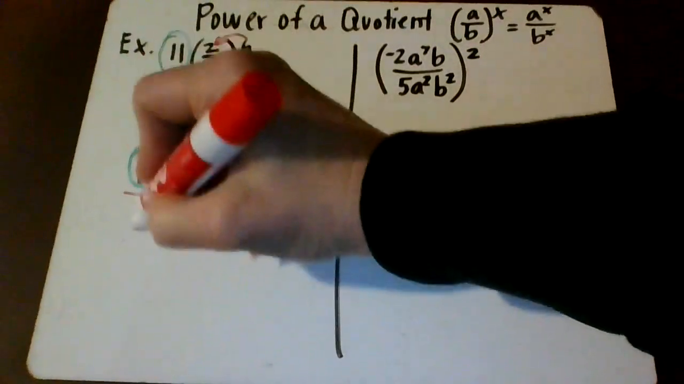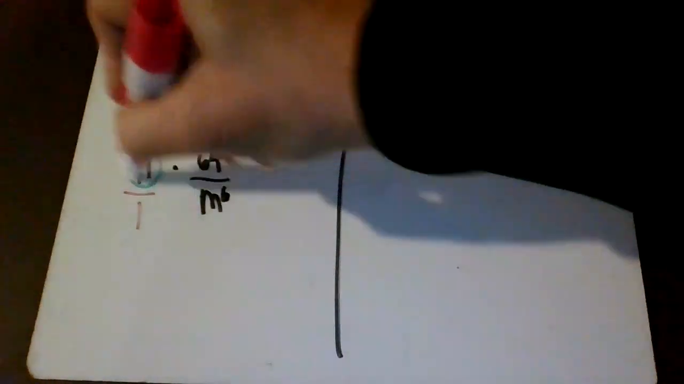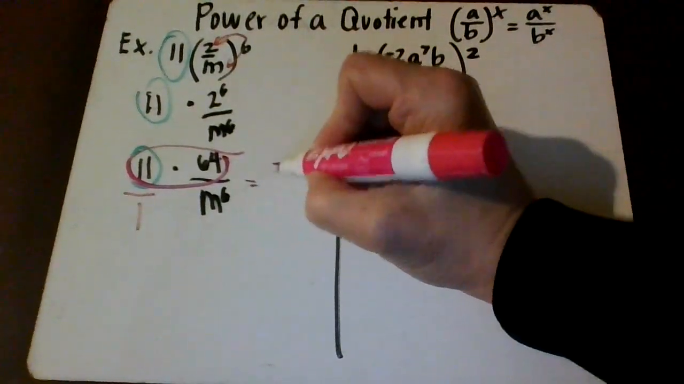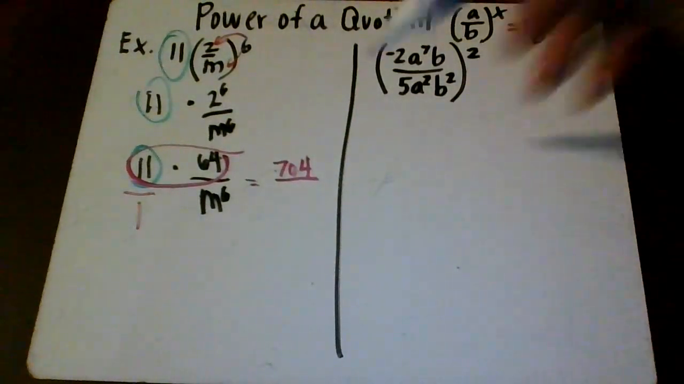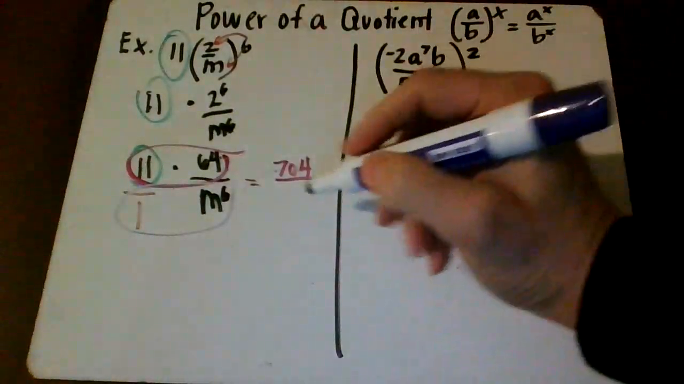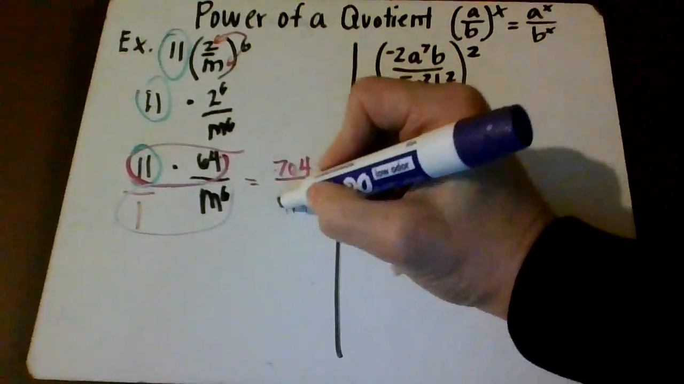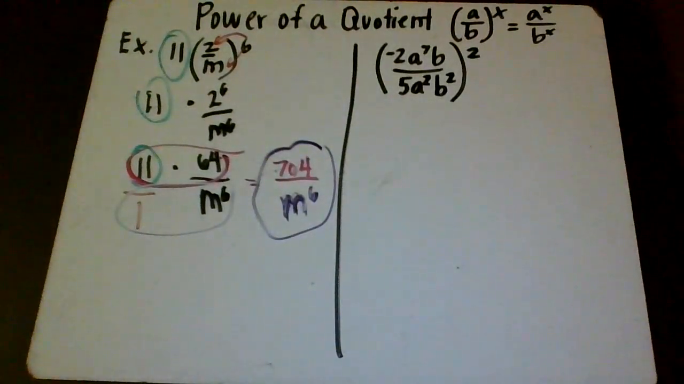So now I'm going to make this a fraction by putting a 1 under it. And now I'm going to multiply the numerators. So I have 11 times 64. And 11 times 64 is 704 over, and now I have on the denominator section 1 times m to the 6th, and that makes it m to the 6th. So my answer would be 704 over m to the 6th.